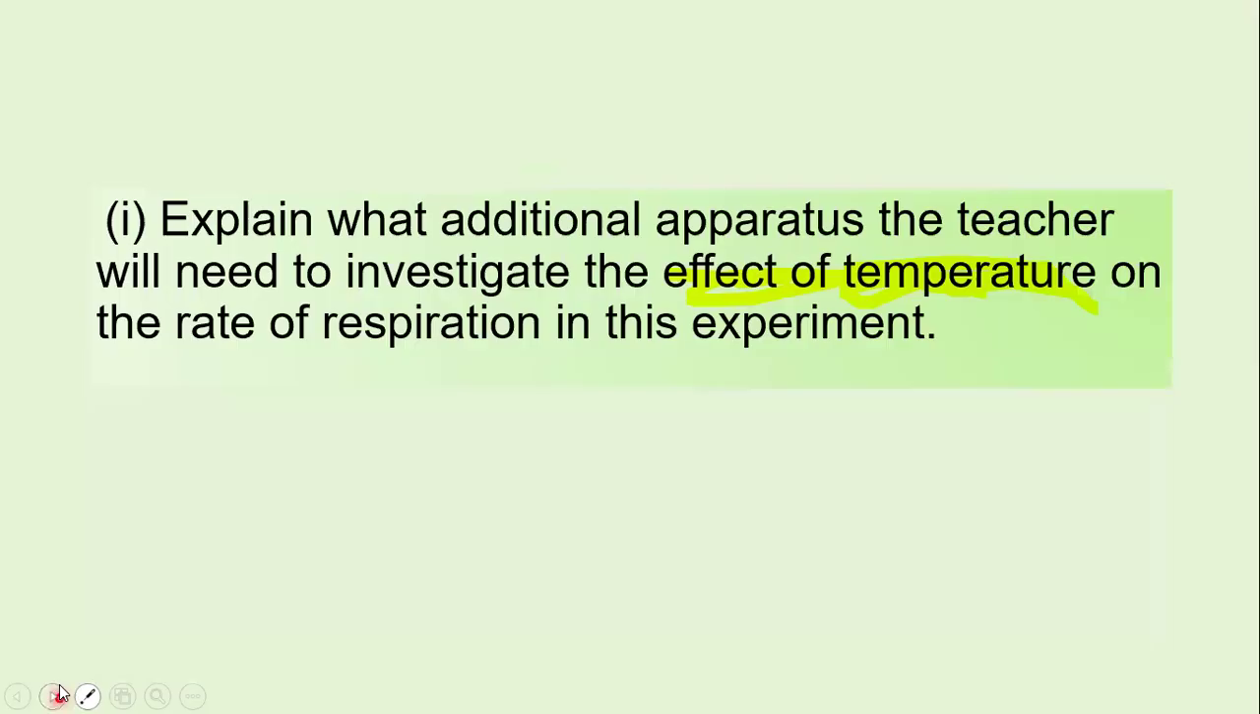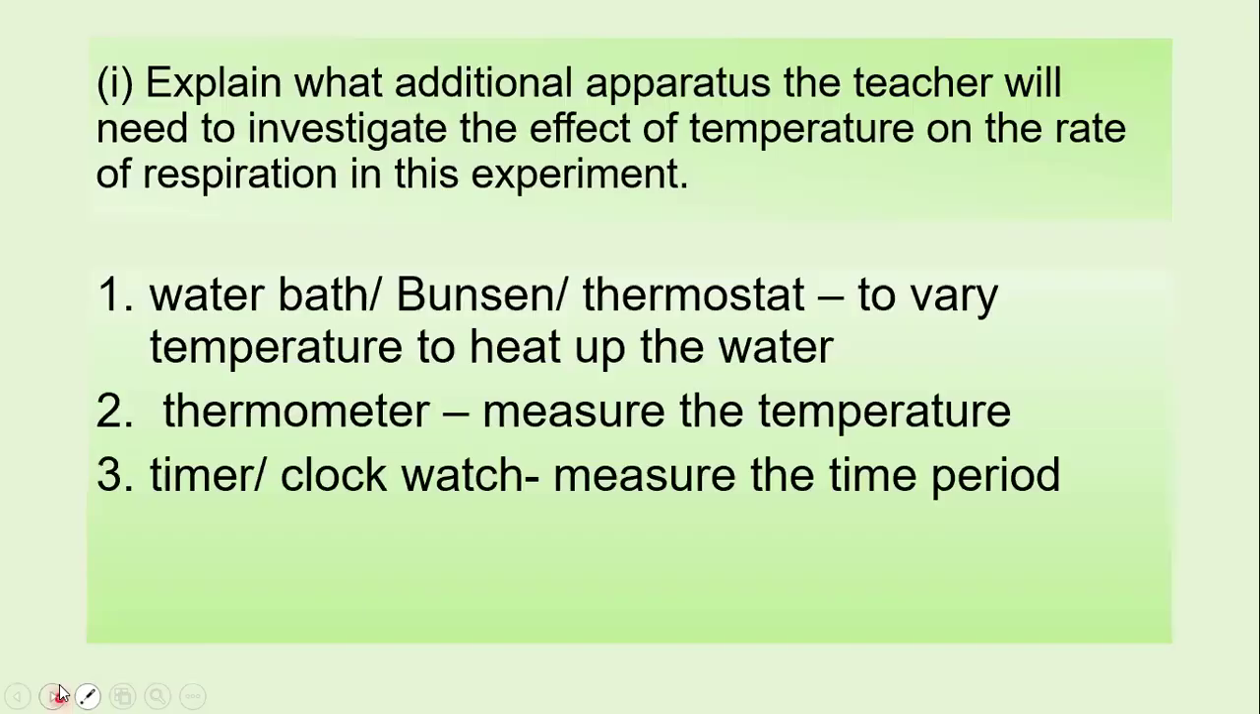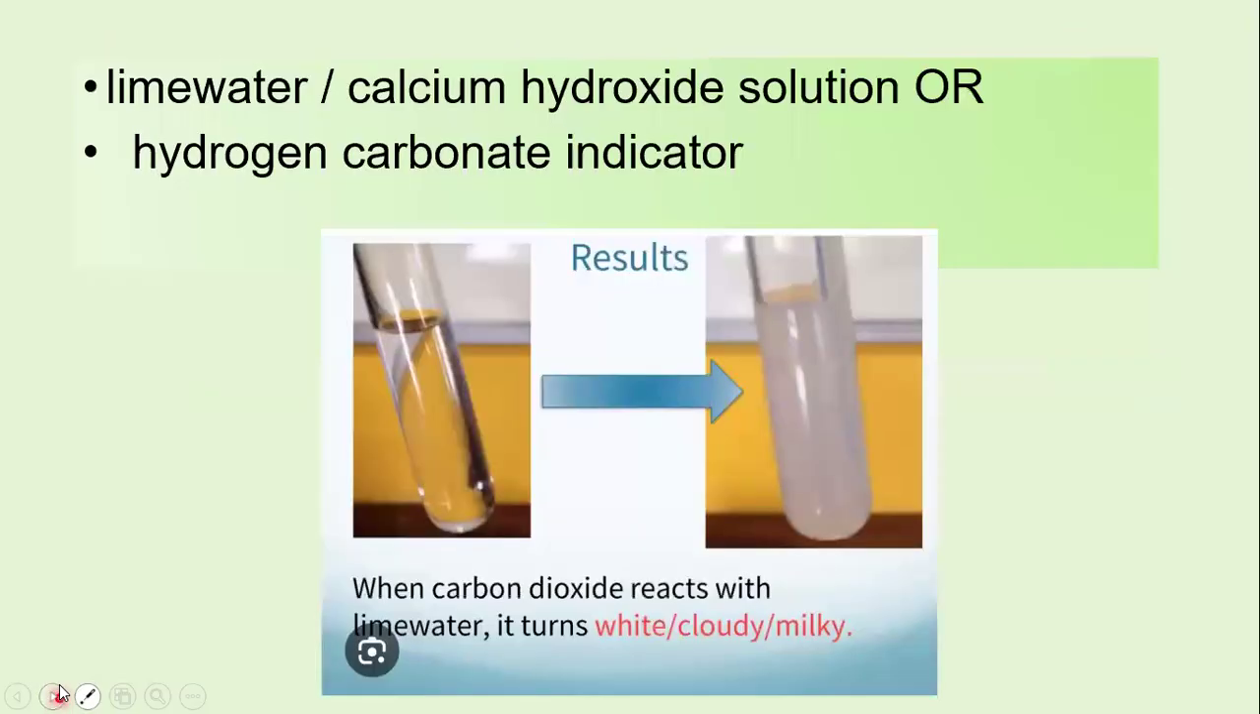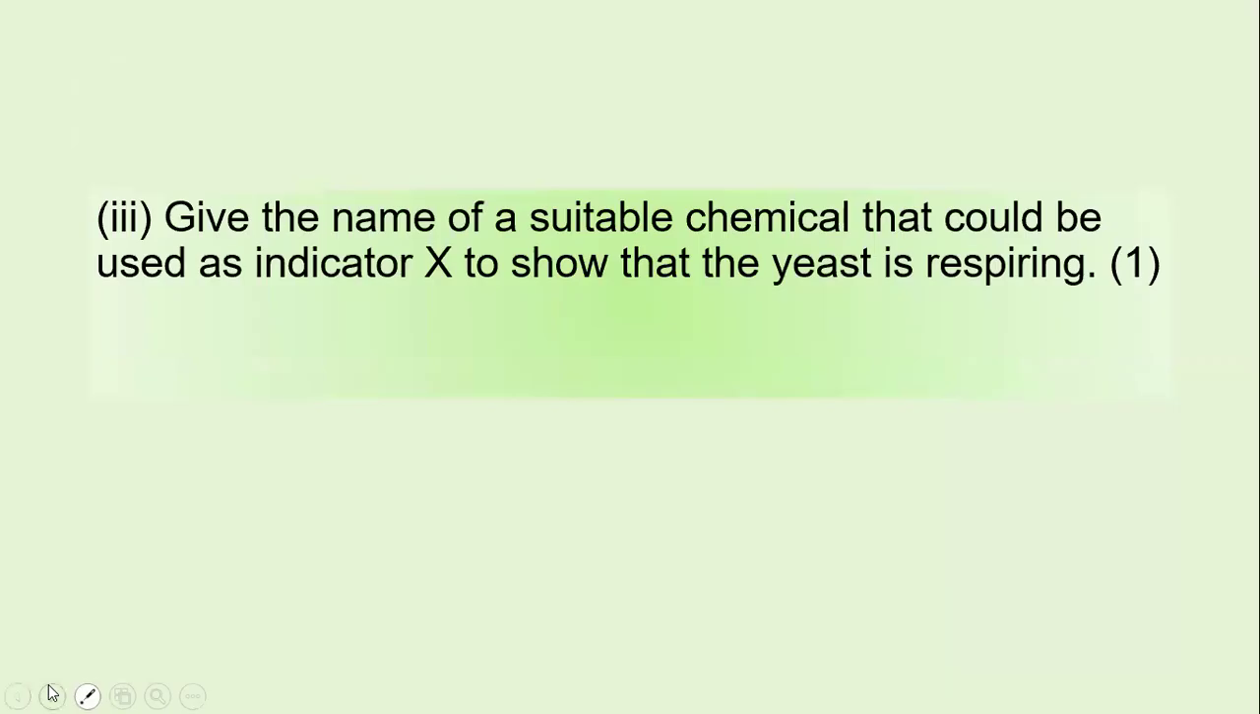So we can use two indicators, either lime water, or calcium hydroxide solution. It is a clear solution, but when it reacts with carbon dioxide, it changes into a cloudy or milky solution. Or we can use hydrogen carbonate indicator, which changes its color from orange to yellow. So we can use either lime water or hydrogen carbonate indicator as the indicator X.